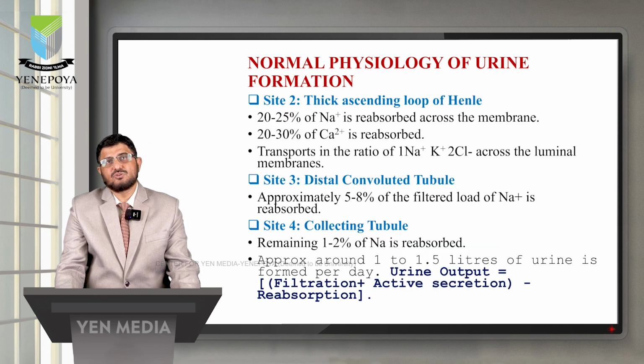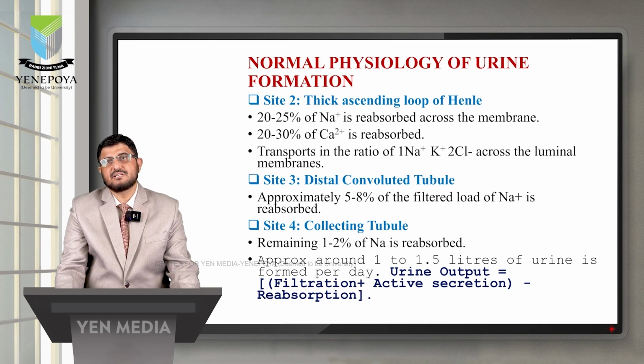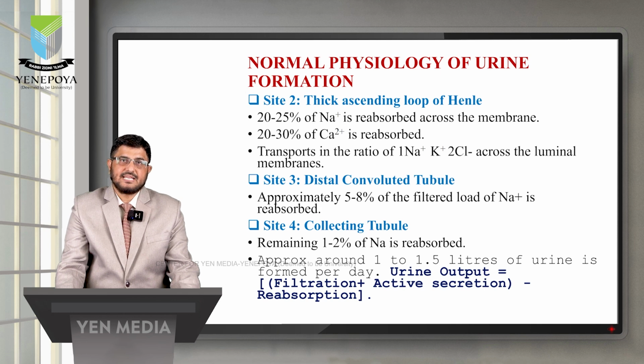When you come to site 2, that is the thick ascending loop of Henle, 20 to 25% of sodium is reabsorbed across the membrane and 20 to 30% of calcium is reabsorbed. It transports in the ratio of 1 sodium, 1 potassium and 2 chloride across the luminal membrane. Coming to site 3, the distal convoluted tubule, approximately 5 to 8% of the filtered load of sodium is reabsorbed. And last, site 4, the collecting tubules, where 1 to 2% of sodium is reabsorbed.